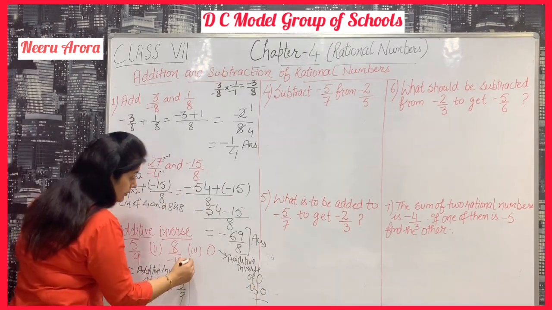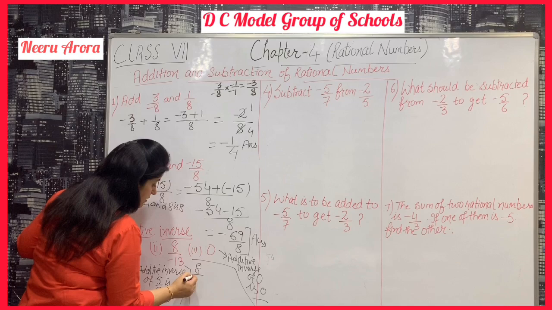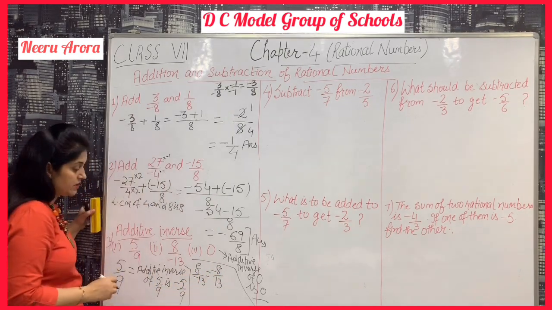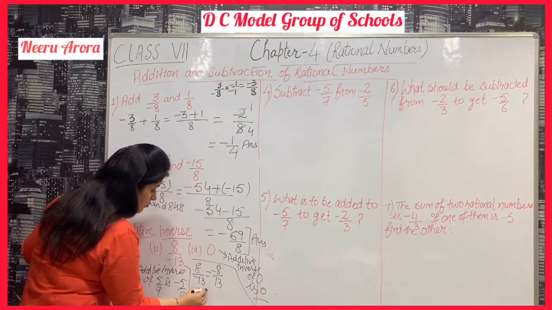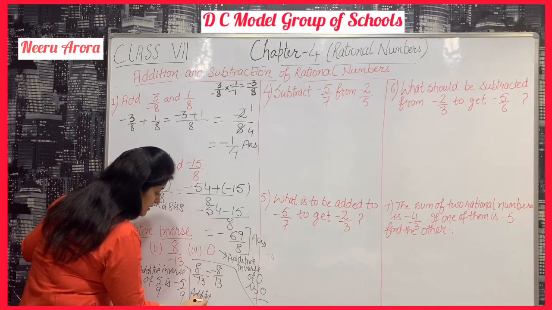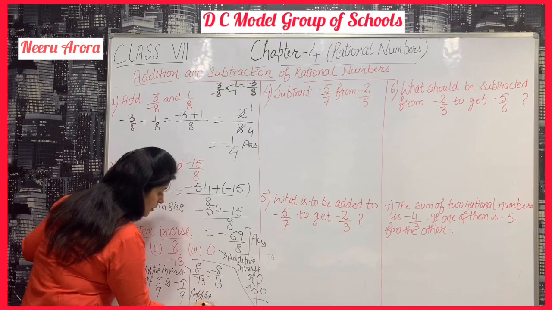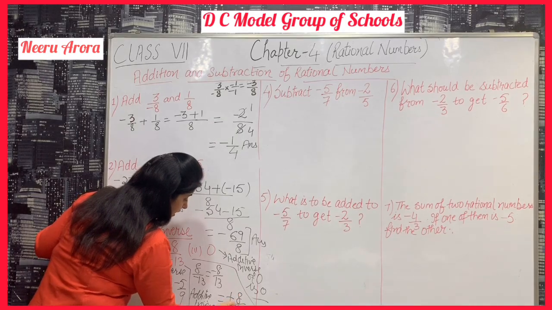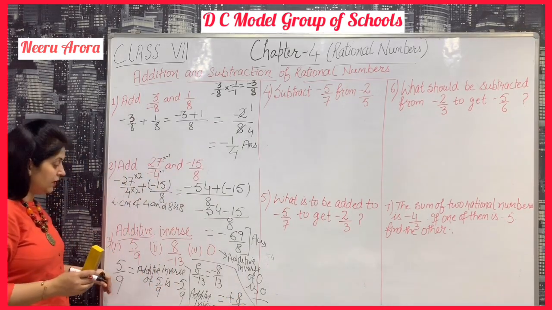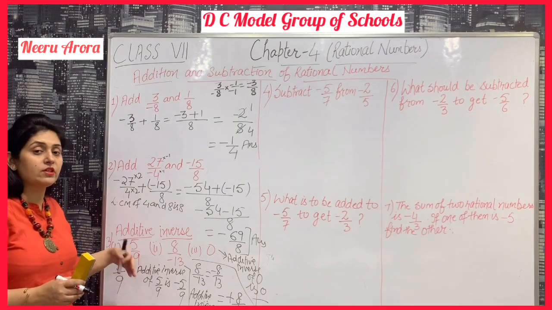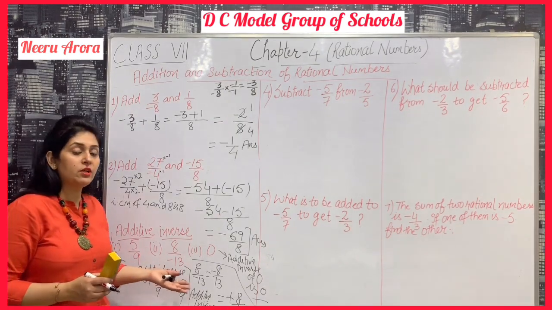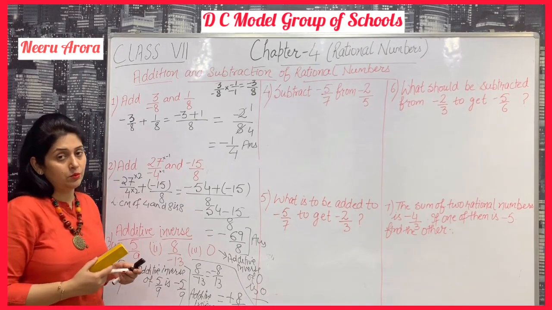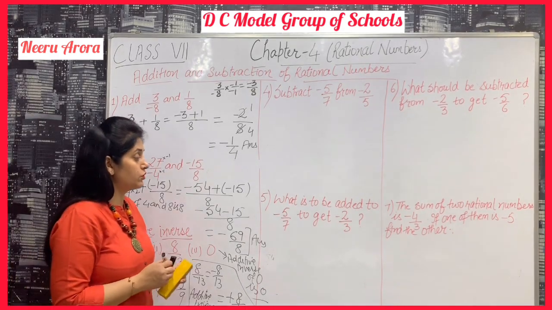What about 8 by minus 3? First we will make the denominator positive. So what is its additive inverse? It is a negative rational number, so its additive inverse is plus 8 by 3. It's very simple. If it is a positive rational number, its additive inverse is negative. If it is a negative rational number, its additive inverse is positive. So 0's additive inverse is 0 only. Now look at the fourth question.